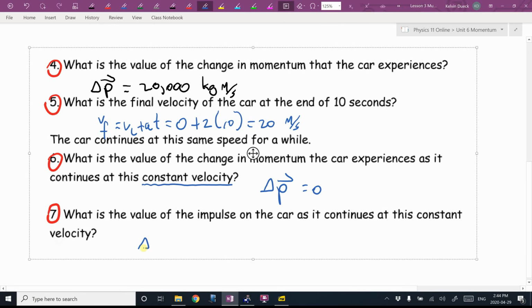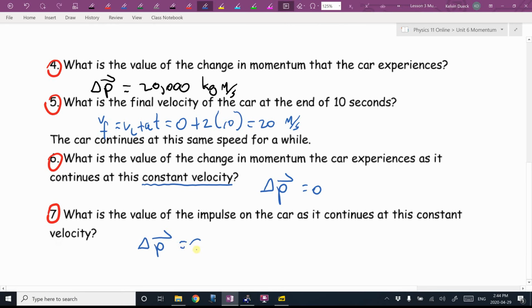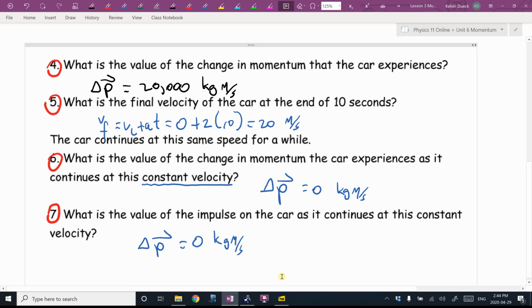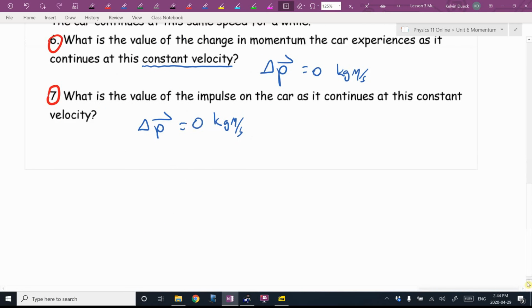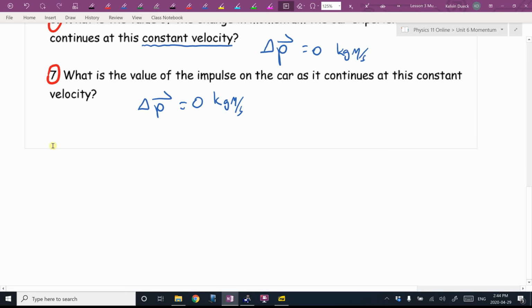And what's the value of the impulse? Same question, same answer. It's 0. You could put kilogram meters per second if you wanted to. Because impulse is a changing momentum. If your velocity and your mass aren't changing, then you don't have a changing momentum. You've got momentum, it's just not changing.